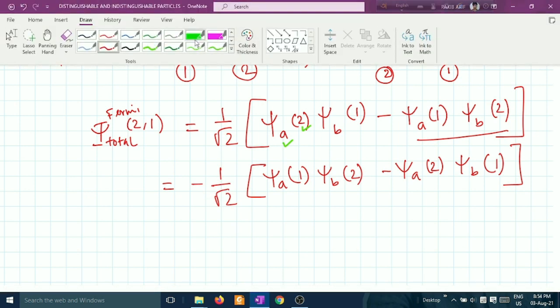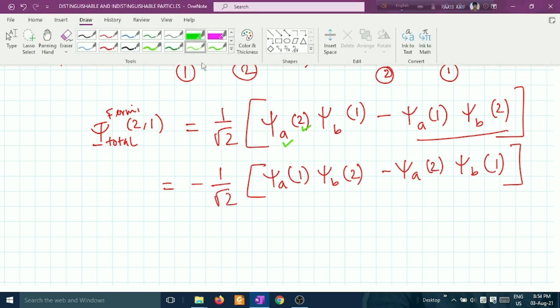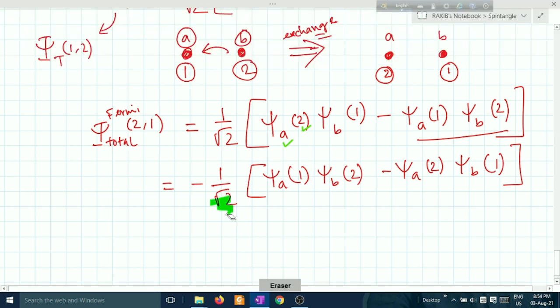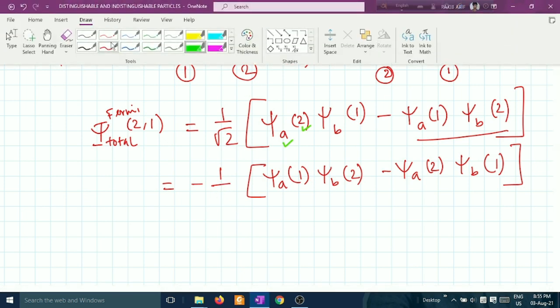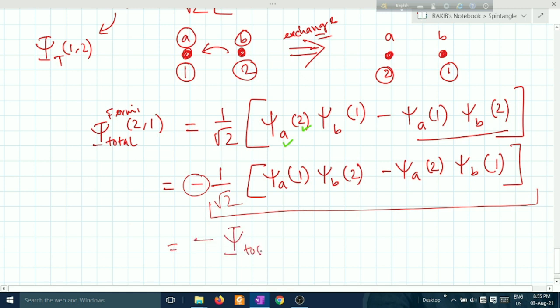Except the negative sign here, the rest of the wave function is similar. Psi total, 1 2 state. You can check it out.